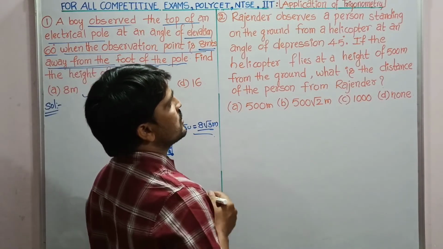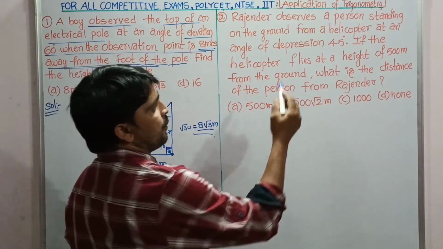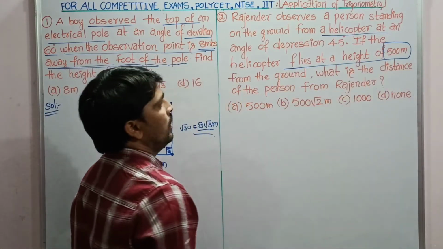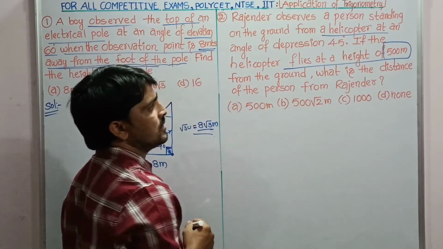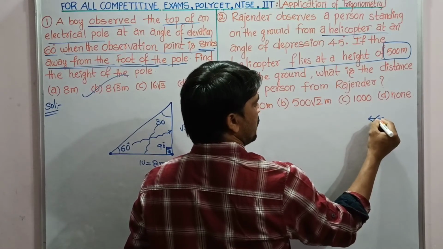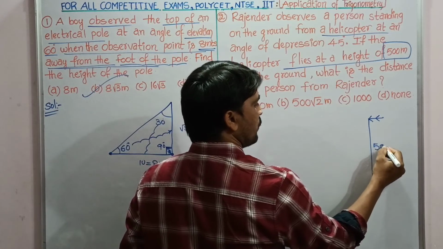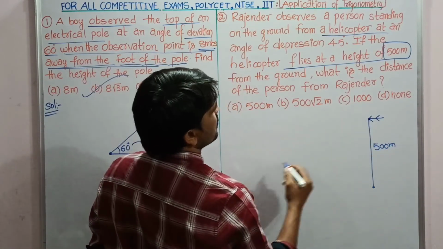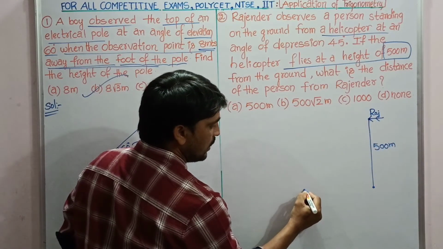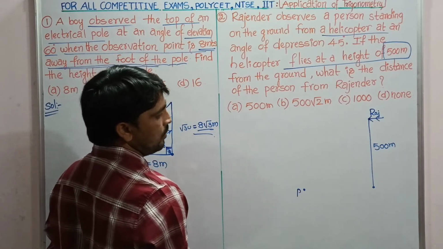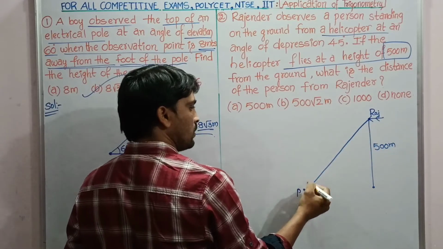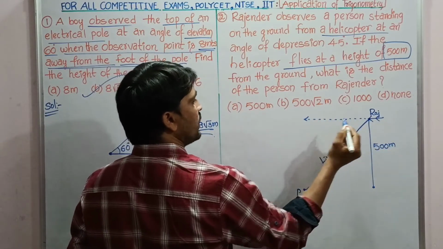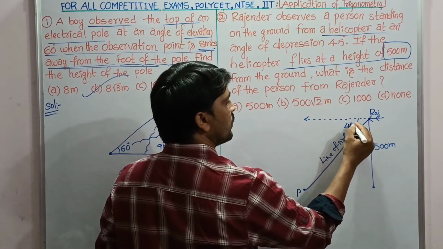Now the second question. Rajendra observes a person standing on the ground from a helicopter at an angle of depression of 45 degrees. If the helicopter flies at a height of 500 meters from the ground, what is the distance of the person from Rajendra? Suppose this is the helicopter flying at a height of 500 meters from the ground, and Rajendra in the helicopter observes a person on the ground at an angle of depression. This is the line of sight. Draw a horizontal line through the eyes of Rajendra. This angle is called the angle of depression, that is 45 degrees.